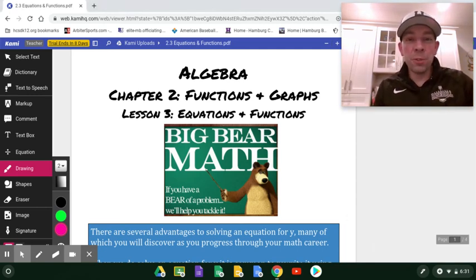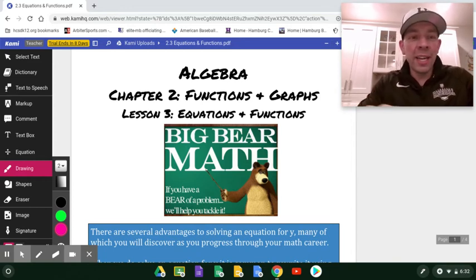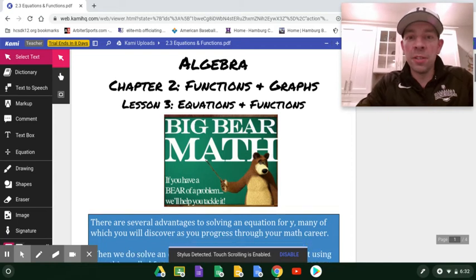Today, as we work through Chapter 2, Functions and Graphs, we're jumping into Lesson 3, where we focus on equations and functions. And this may be a real pivotal point in your math career. This may be the first time where we've started to replace the y variable with the notation f of x. And I think it's kind of exciting to start to do that.